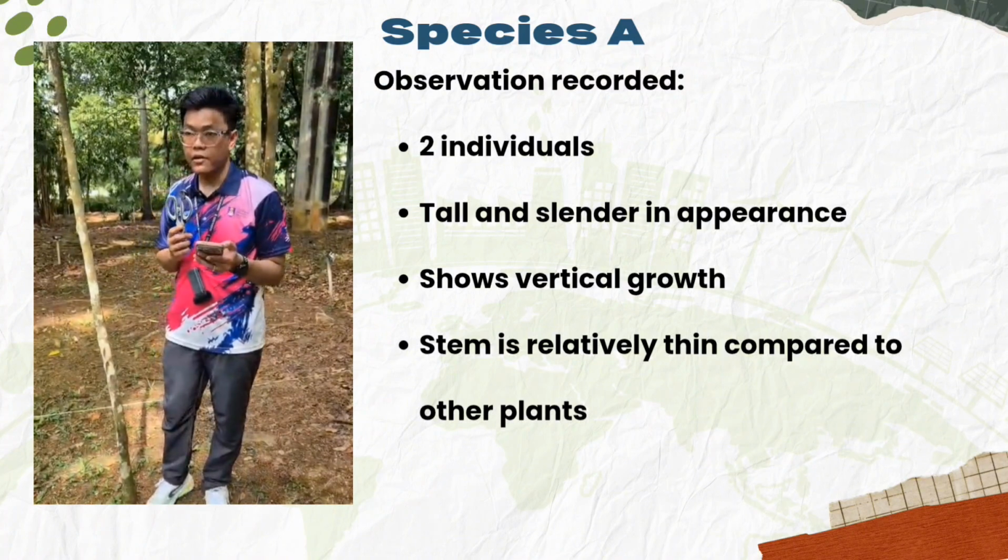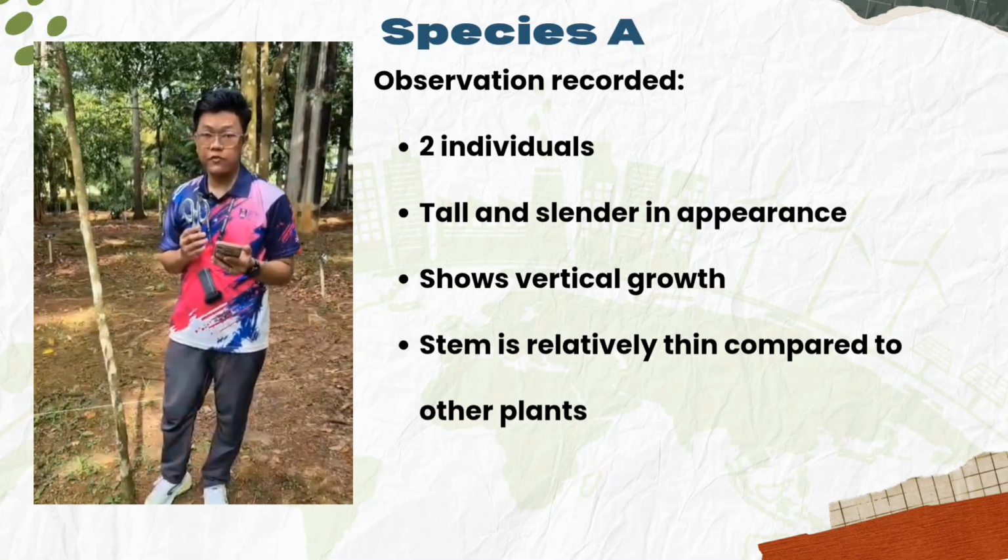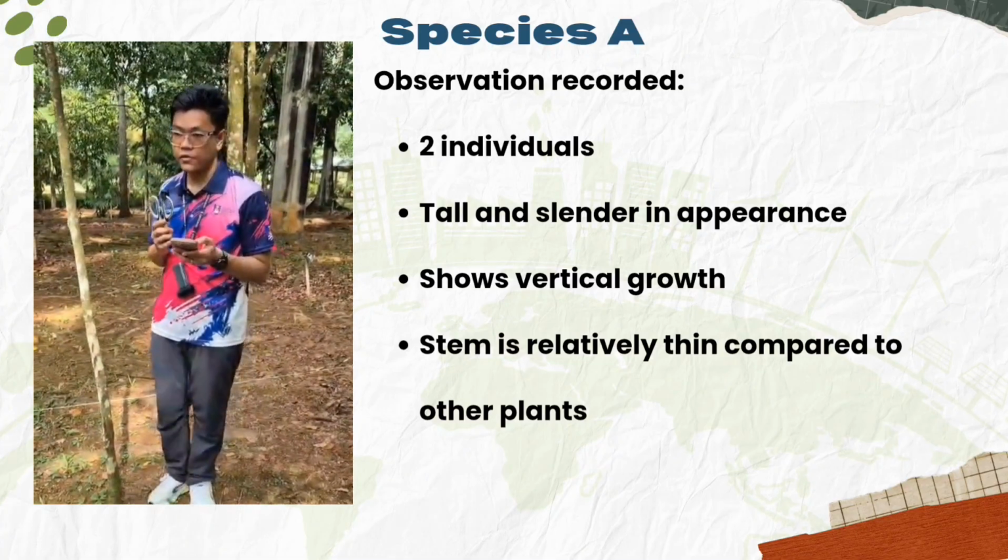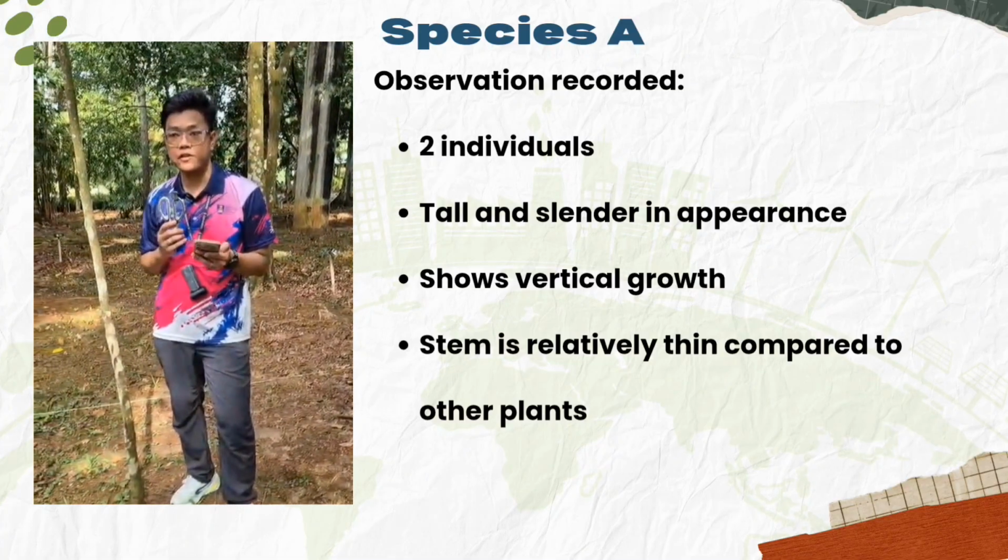The plant species that we found in this quadrat, we record a total of 2 individuals. For this species, we name it as species A.